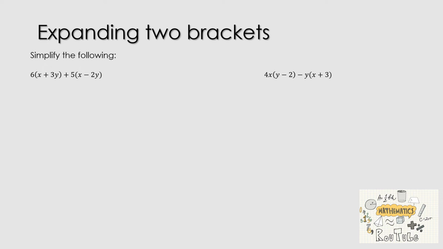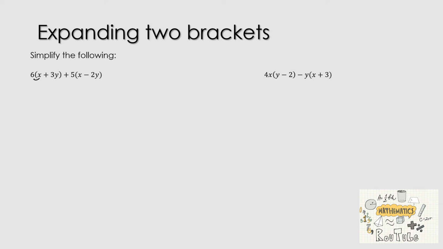All right, now let's ramp it up and expand 2 brackets in the same question. So same process, you're just doing the same thing twice in the one question. Okay, so now we've got 6, and then in the brackets, x plus 3y, plus 5, and then x minus 2y in the brackets. So there's plenty of stuff going on here. We just need to do it step by step. So let's expand the first bracket first.